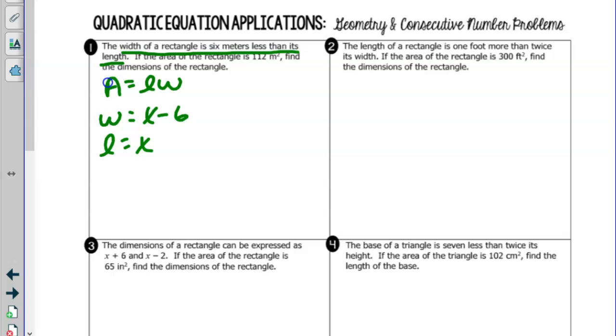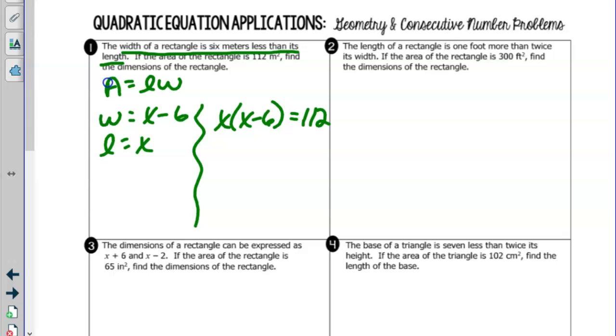So now we know its area is length times width. Well, what is our area? 112, right. I'm going to reverse this, and do length times width and set it equal to 112. We could have written 112 first and set it equal to x times x minus 6, but that's our initial setup. Any questions so far? Once you get it set up, it's what we've been doing all along.